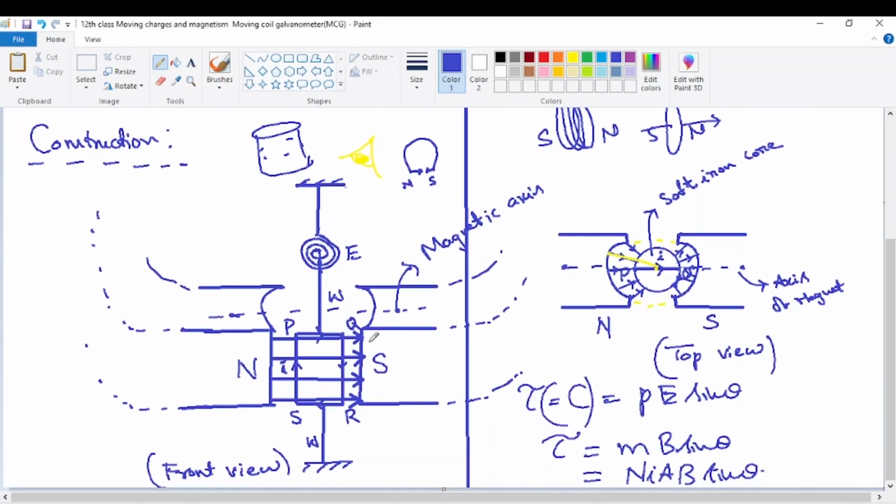What is the natural axis of the coil? See here. It is an imaginary straight line passing through the center. This is the natural axis of the coil. Left side is the south pole, right side is the north pole. It passes through the two poles, perpendicular to the face of the coil and through the center. That's the natural axis: an imaginary straight line perpendicular to the plane of the coil and passing through the center.